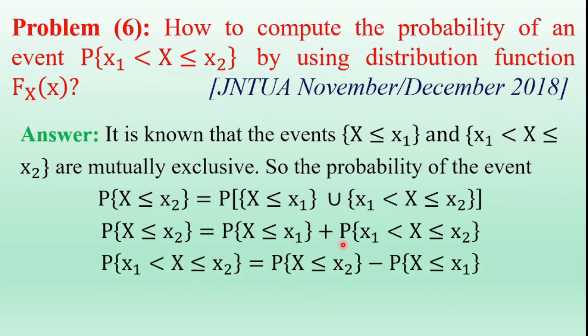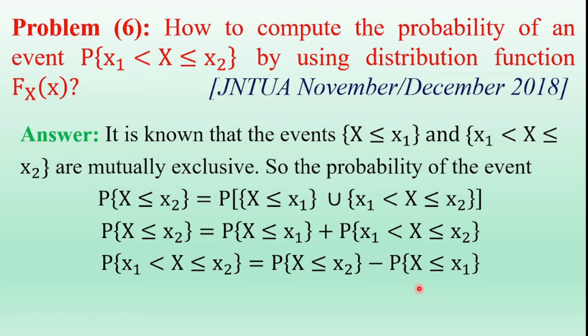So that is equal. This term on the RHS is going to the LHS side. We have P of x1 less than X less than or equal to x2 is equal to P of X less than or equal to x2 minus P of X less than or equal to x1. So using the definition of the probability distribution function, or the cumulative distribution function, capital Fx of x is equal to P of X less than or equal to x.